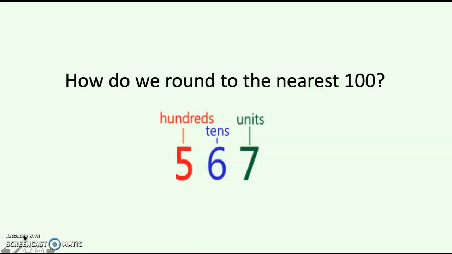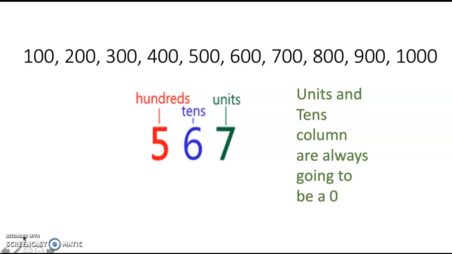Rounding actually becomes more useful as we round to higher place numbers, and this is an example of rounding to a higher place number. Now, when we're rounding to hundreds, we're trying to see what hundred a number is closest to. So here's an example of the hundreds that we have up here. As you notice, when we're rounding to hundreds, the units and the tens column are always going to be a 0. Everything after the hundreds is going to turn into zeros, and then the 100 column is either going to go up or down.